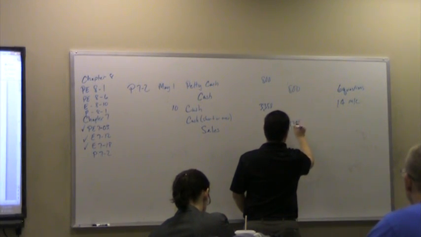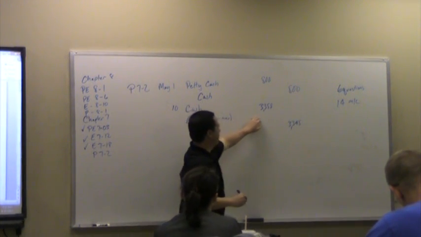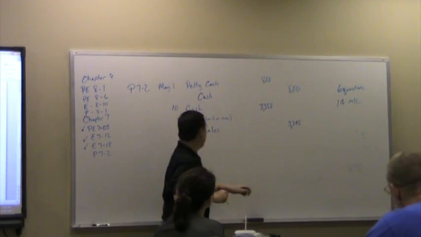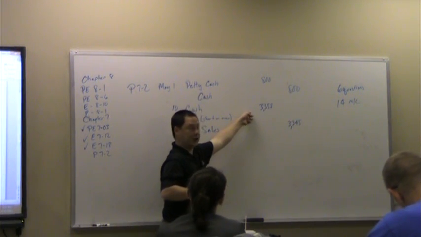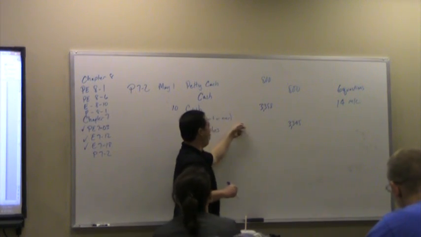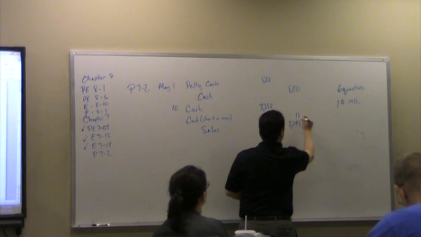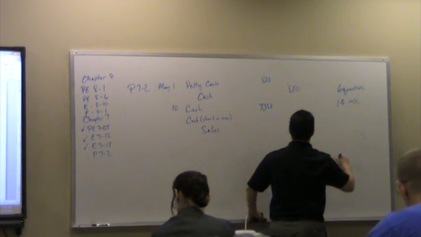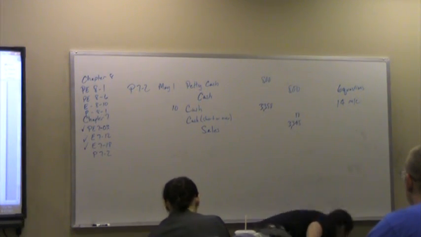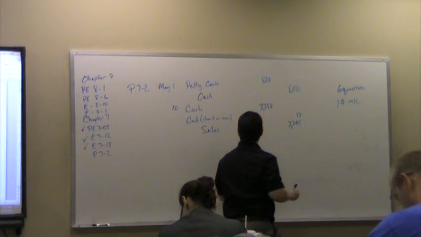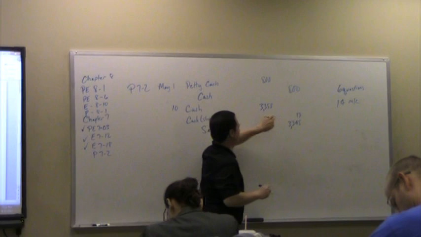$33.45. All right. So we can tell here that this is greater than this one. So we're going to have to put it over here. Because we're over, we have more cash than we have in sales. So the difference there is 13. So if it's short, it goes on the debit side. If it's over or higher, it goes on the credit side.